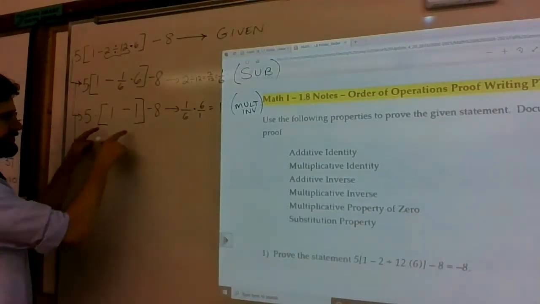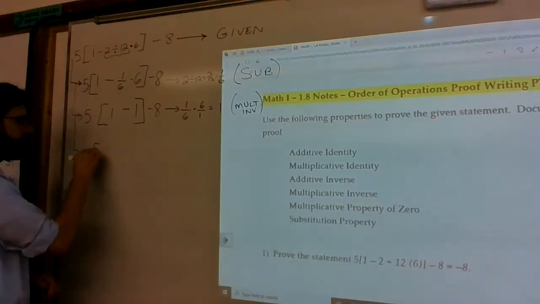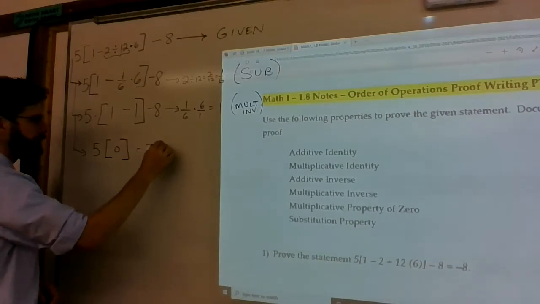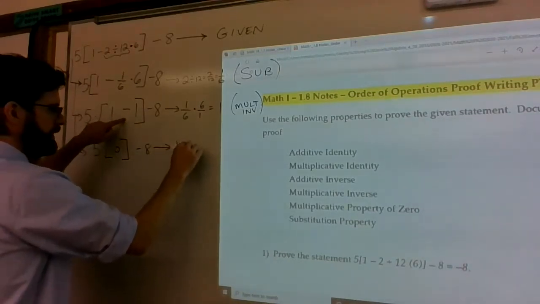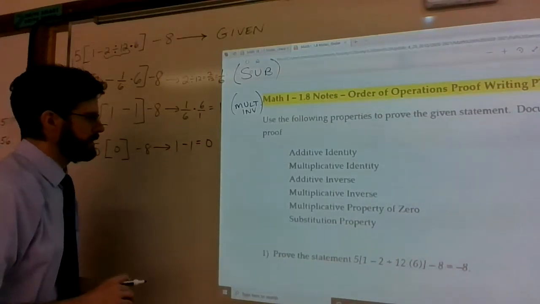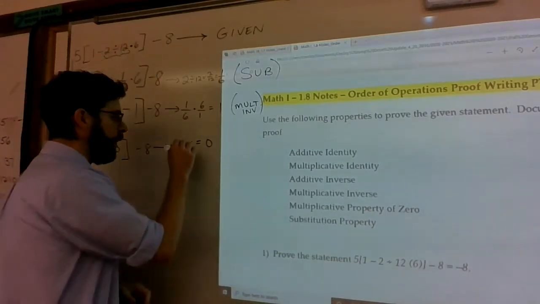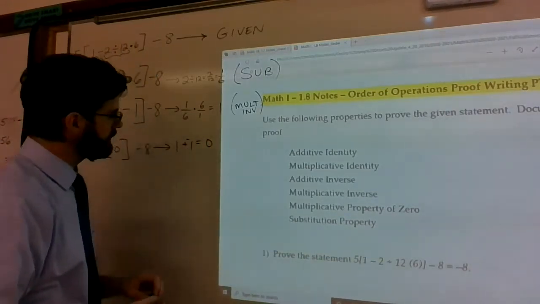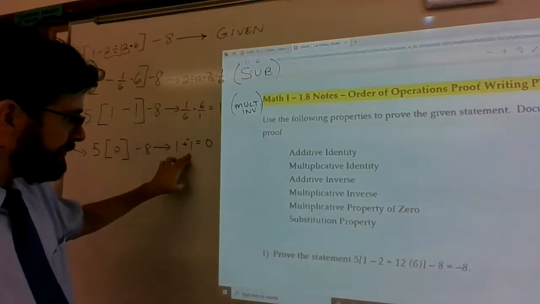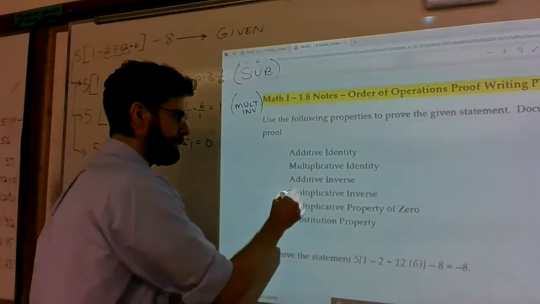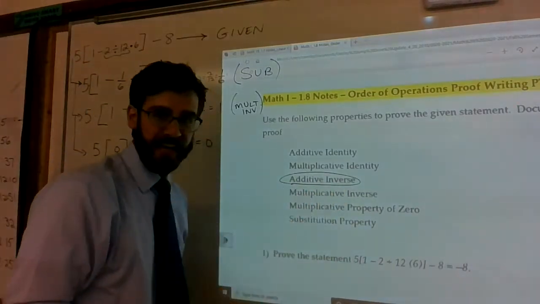Okay, the next move, we're still working inside the brackets. 1 minus 1 is 0. You can think of 1 minus 1 equals 0 as the same as 1 plus -1. It's almost like you're adding the inverse of 1 to itself and getting 0. That's the additive inverse.